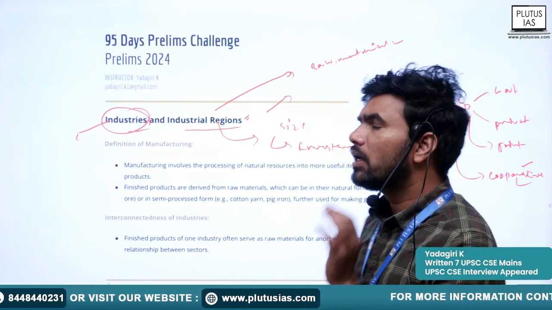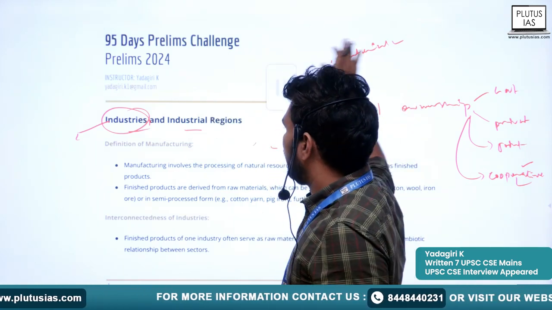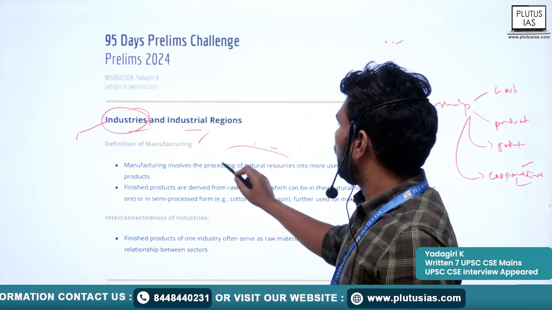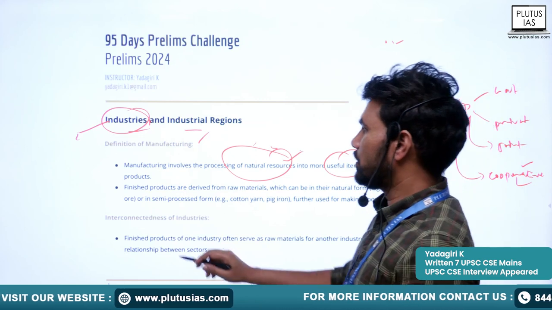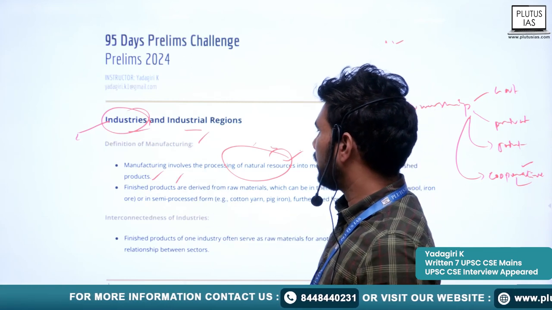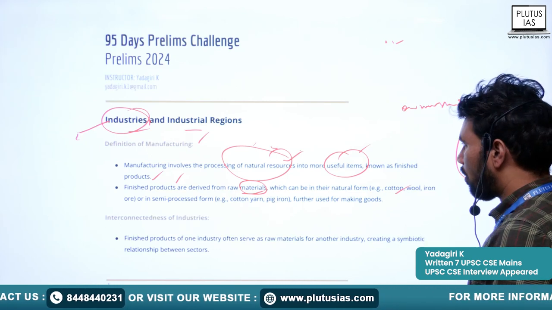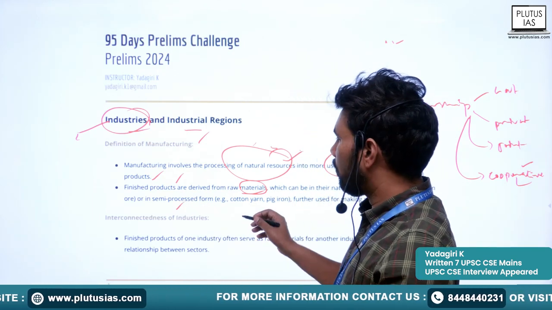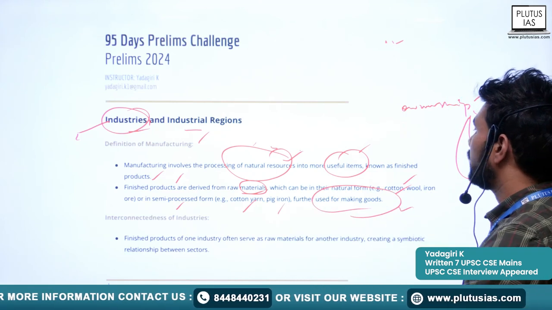Right. So before that, we will learn some basics about the industries and the manufacturing processes. Manufacturing, by definition, involves the process of processing natural resources into more useful items known as finished products. So this is the basic definition of manufacturing. Finished products are derived from raw materials, which can be in their natural form, for example, cotton, wool, iron, etc., or in semi-processed form, such as cotton yarn, pig iron, etc. They are further used for making goods.